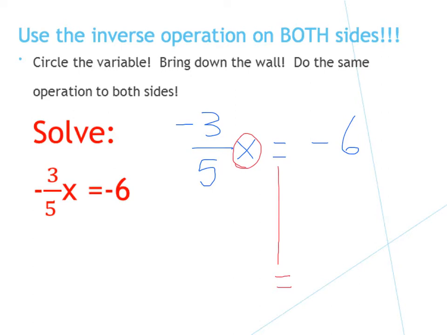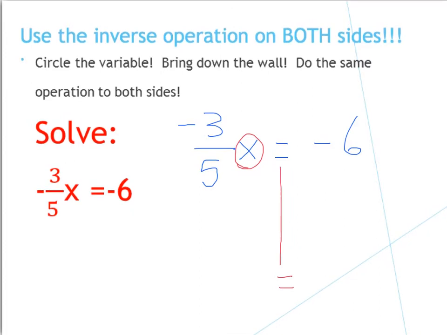If you notice, this says negative 3/5 times x. Well, we know that the inverse of multiplication is to divide. If you think back to when we talked about dividing fractions, you always did keep, change, reciprocate. So we're going to do the reciprocate part of that. In order to get rid of negative 3/5, we need to multiply it by the reciprocal, which would be 5 over negative 3.